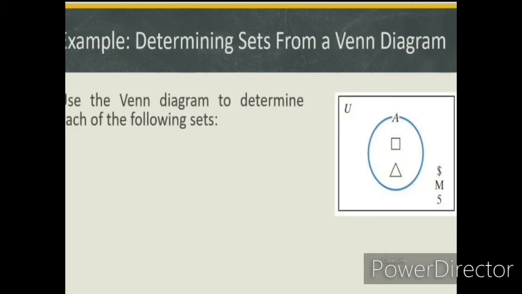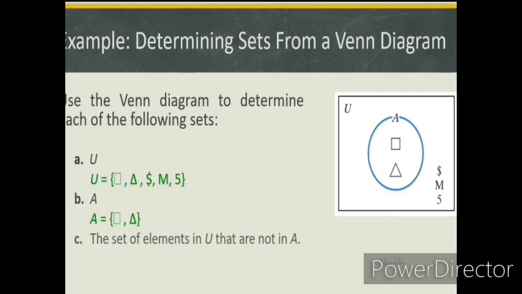Okay, let us have some examples. Based on the drawing, what are the elements of the universal set? So, the elements of the universal set would be the square, the triangle, M, 5, and the dollar sign. Let us have the elements of A. So it's obvious in the drawing that that would be the square and the rectangle. And what would be the set of elements in U that are not in A? So it would be the dollar sign, M, and 5. Okay, are you still with me?